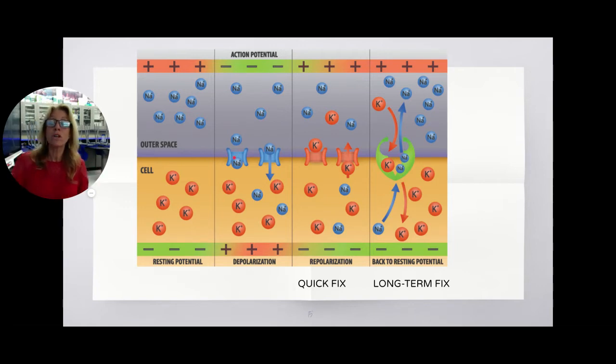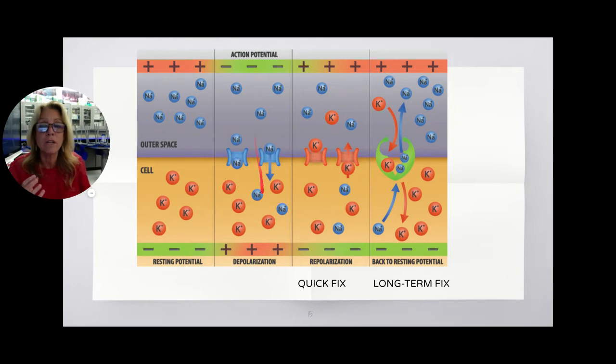Now, sodium is going to want to go from where it's highly concentrated, right? It's going to want to diffuse. It's going to want to go to where it's less concentrated. So there's more sodium outside than inside. So it's going to want to come inside the neuron. In addition, you know that opposites attract. So if the inside is negatively charged, those positive charges are going to be drawn to the negative charge.